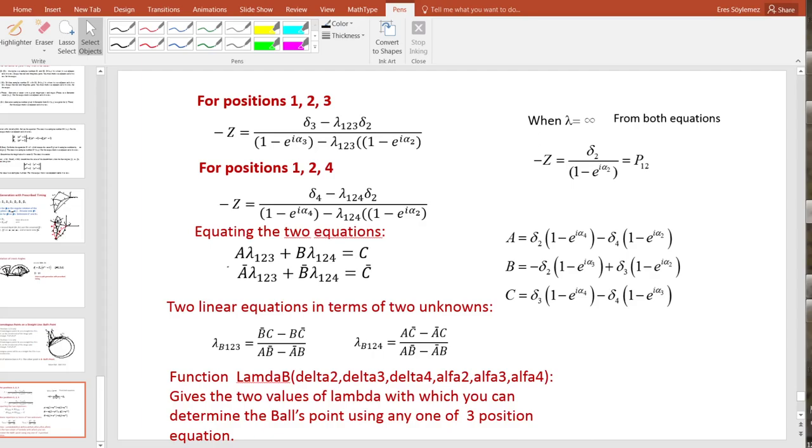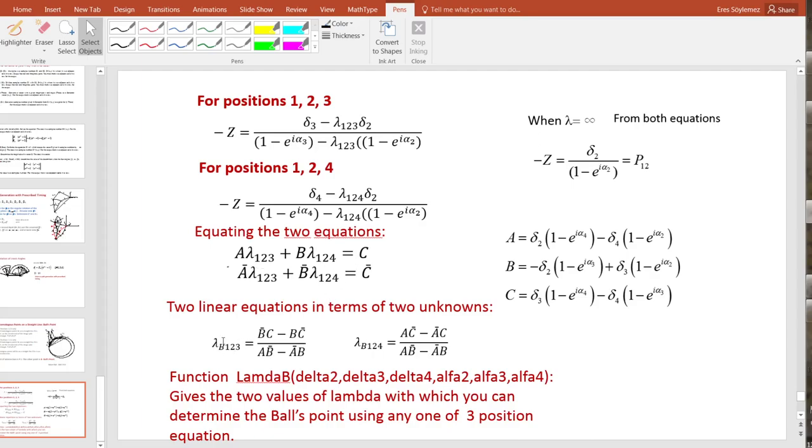We end up with A lambda 1,2,3 plus B lambda 1,2,4 is equal to C. A, B, C are functions of the four positions as such. So I can determine these values. These values are known if you are given the four positions. Now, I take the complex conjugate of this equation. You can write the real and imaginary parts, obtain two scalar equations in terms of lambda 1,2,3 and lambda 1,2,4. Or you can take the complex conjugate of this equation and end up with two linear equations in the complex plane. Solve for lambda 1,2,3, solve for lambda 1,2,4.